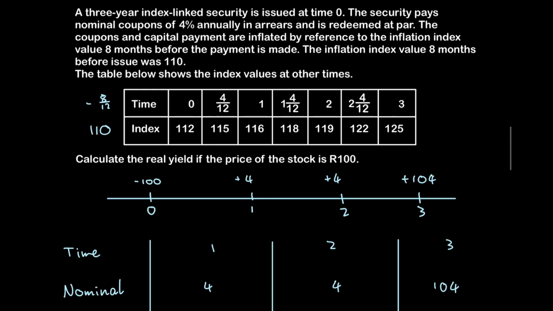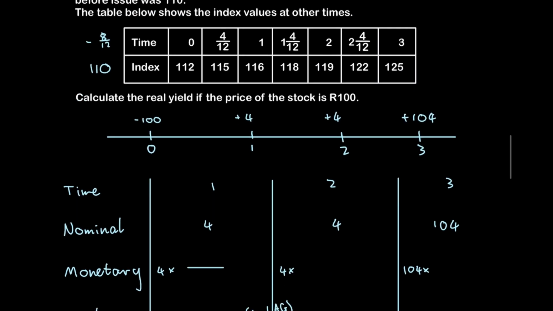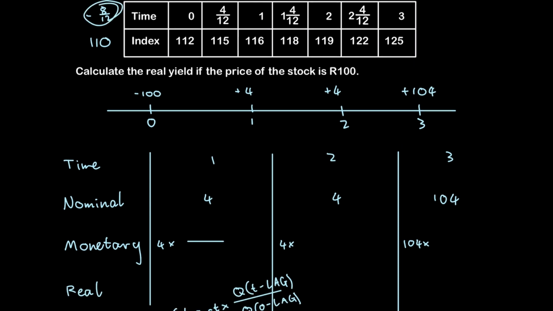And the reason why is because it says are inflated by reference to the inflation index value 8 months before the payment is made. So 8 months means that our lag is 8 months. So 8 months before time 0 is negative 8 over 12.